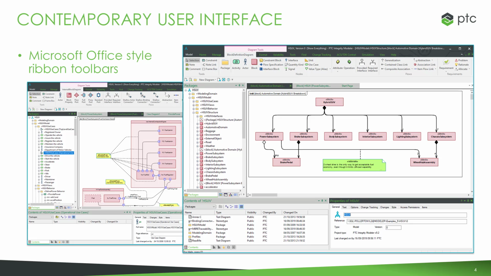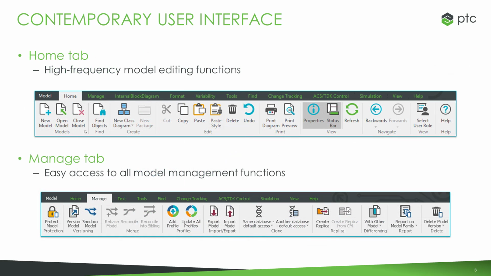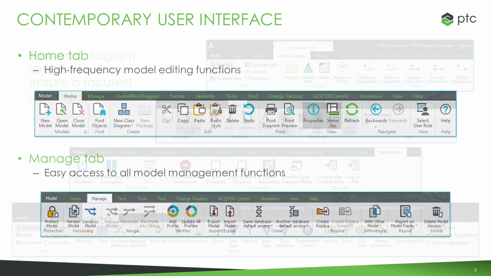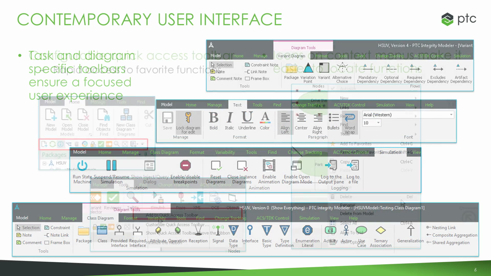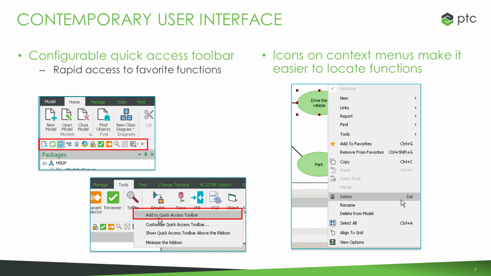Here are some examples of the new Microsoft Office-style ribbon toolbars, and we'll take a look at them in action in a moment. The tabs include the Home tab for the most frequently used modeling functions and the Manage tab for all the model management functions. There are also task and diagram specific toolbars. Integrity Modeler 9.2 now also provides a configurable quick access toolbar and also icons on the context menus to make it easier to find the functions you need.